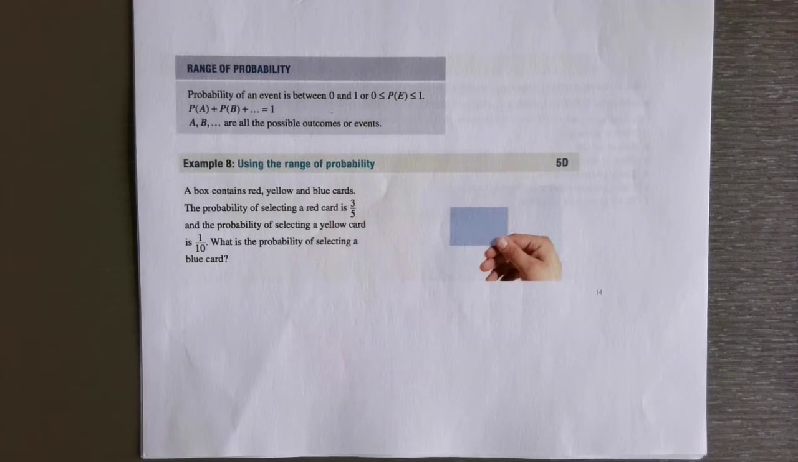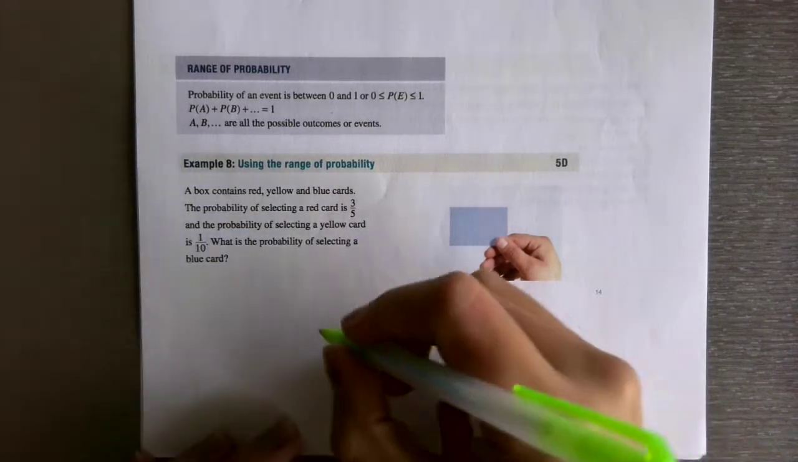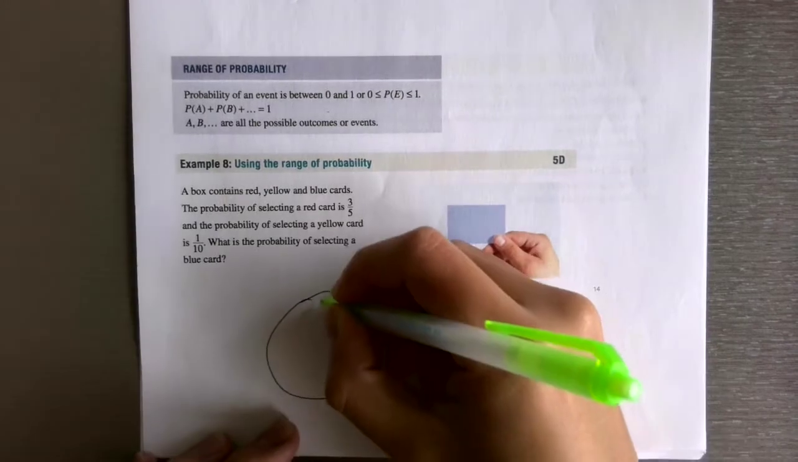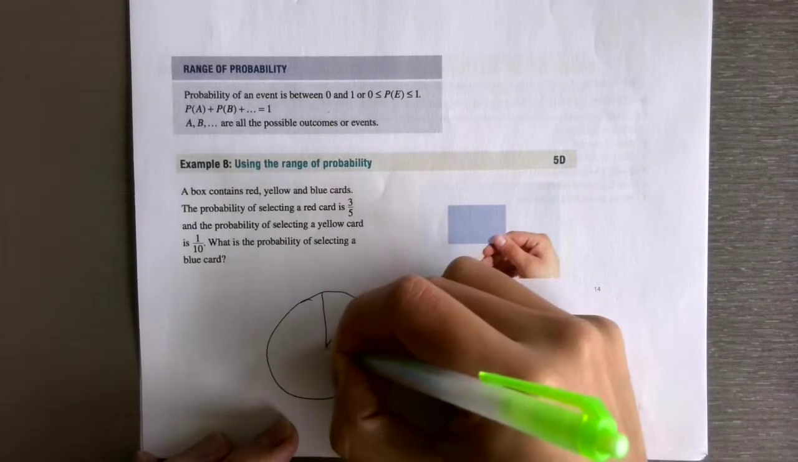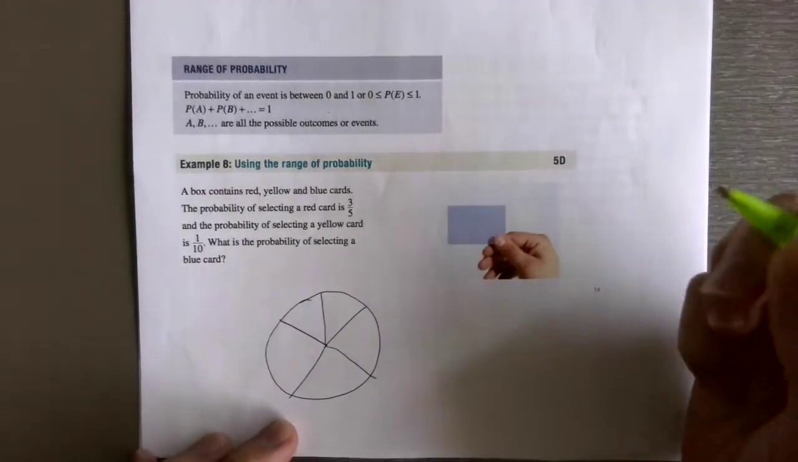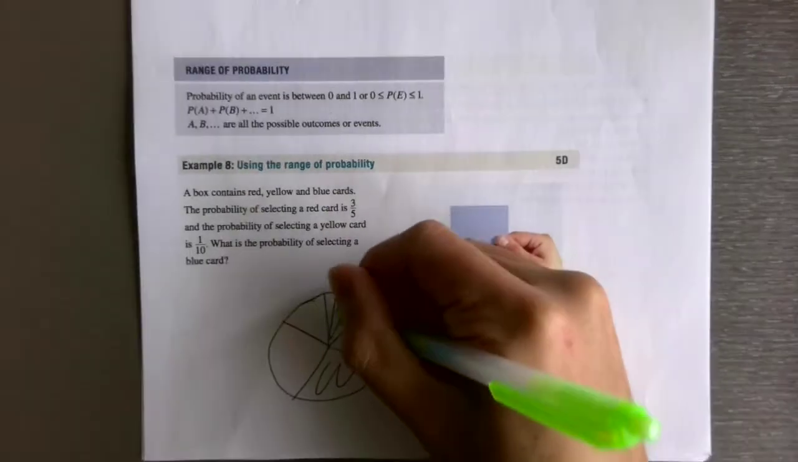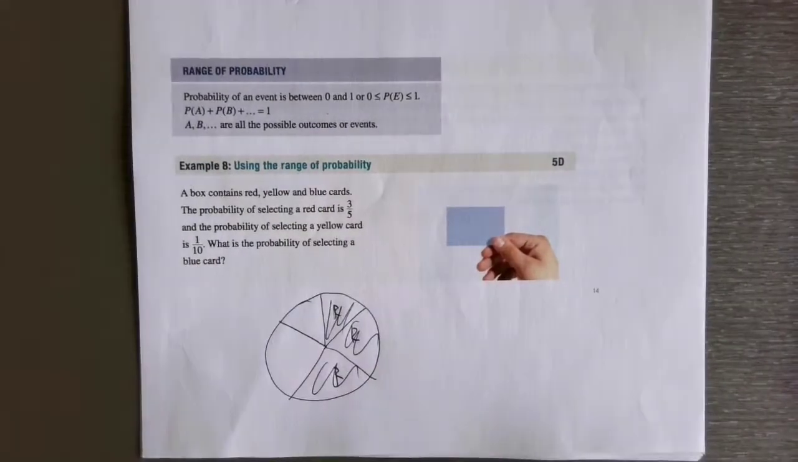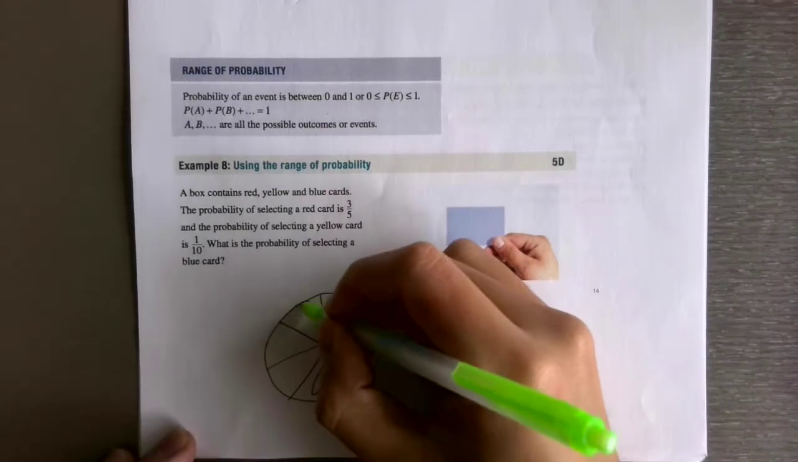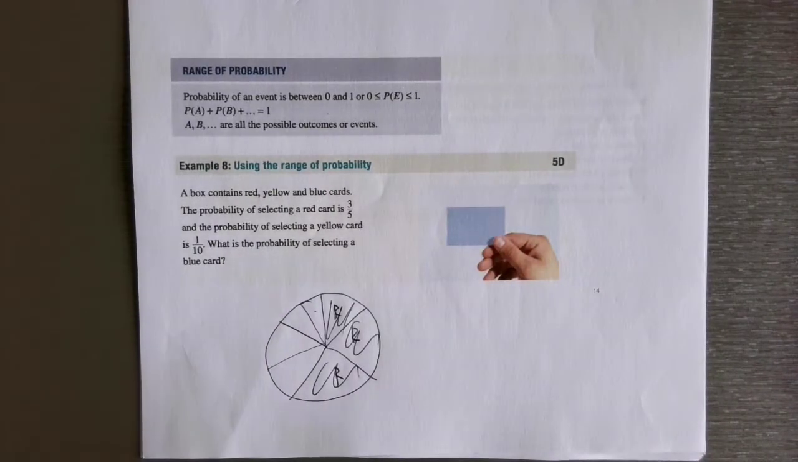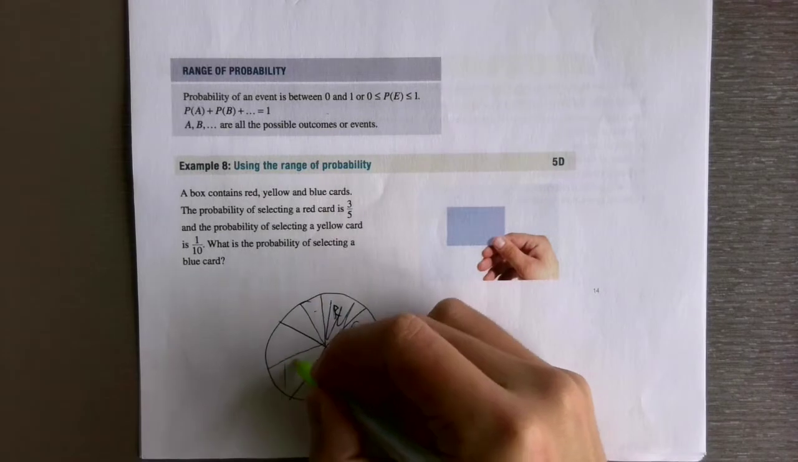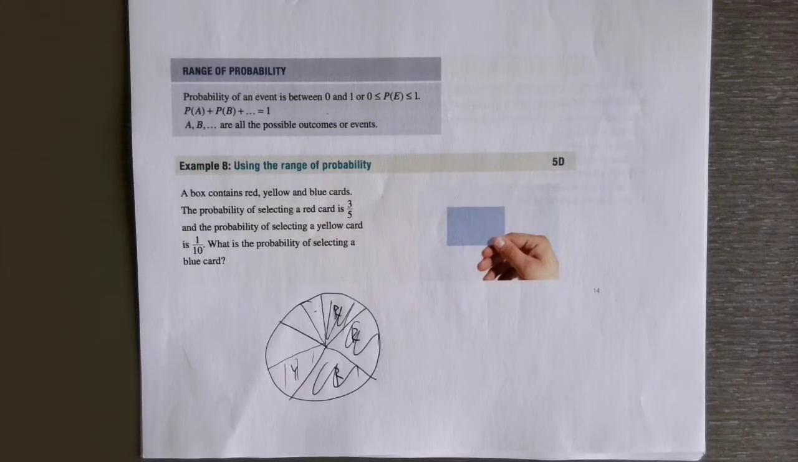So what we know is that the probability of selecting a red card is 3 out of 5. And so what we can do is if we have a circle and we split that into 5 pieces, 3 of those pieces are red. What we also know is, therefore, of the remaining pieces, 1 out of 10 of them is yellow. And the question is asking, what's the probability of selecting a blue card?